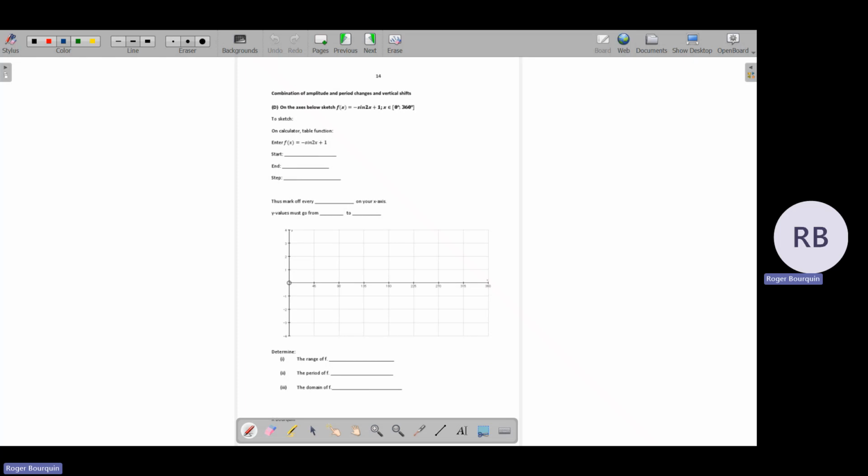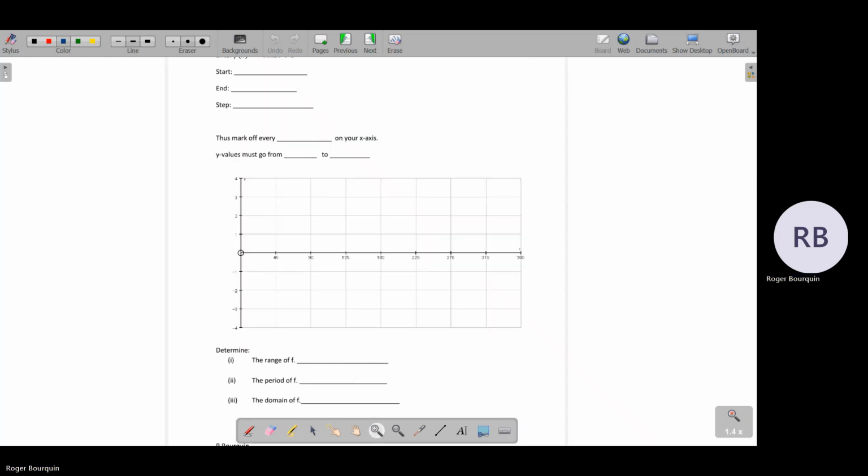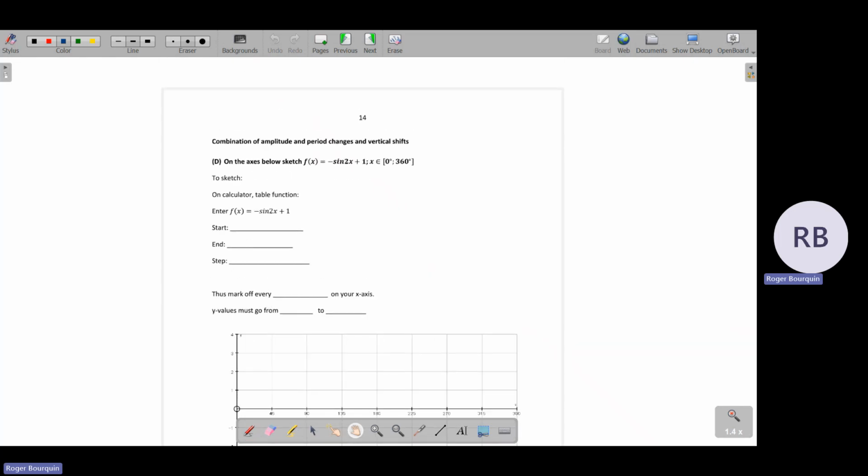Right. Calculator out. Let's go try to get to it. Okay. So on your calculator. Right, let's have a look. So if you are asked to sketch y equals negative sine 2x plus 1 between 0 and 360, okay, we're going to sketch on the calculator. We're on page 14.